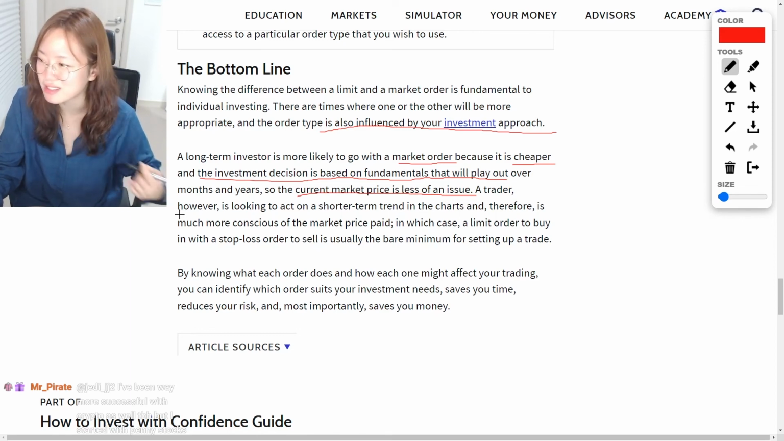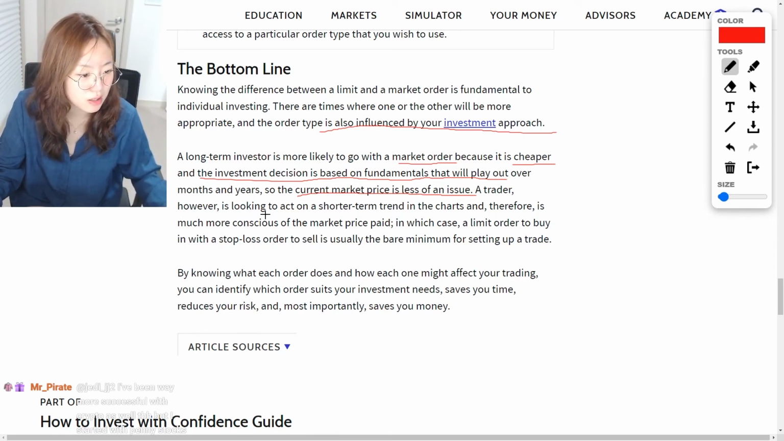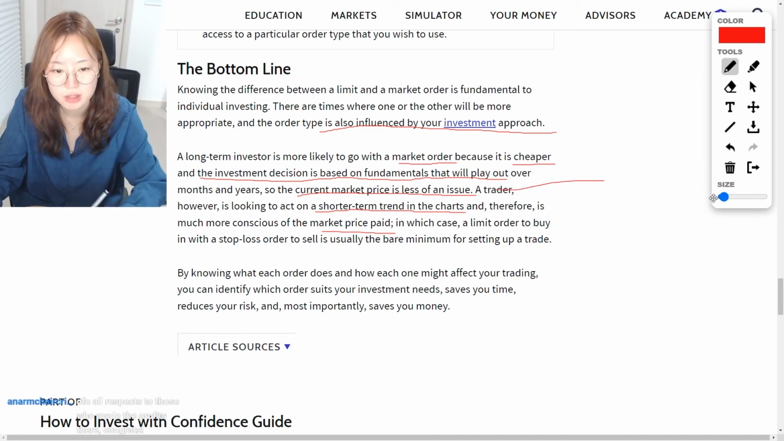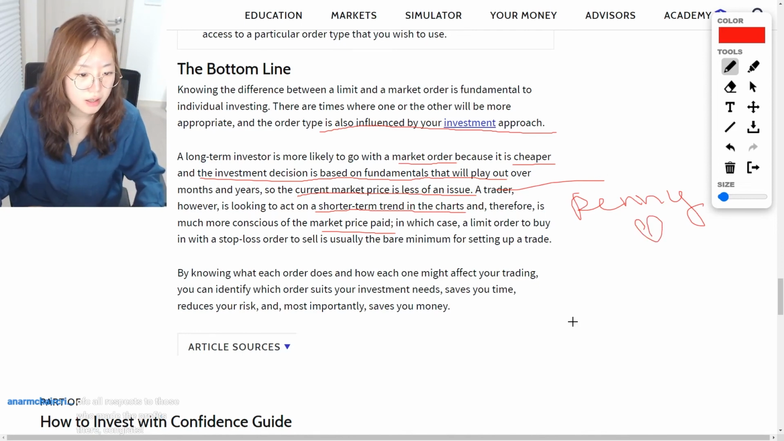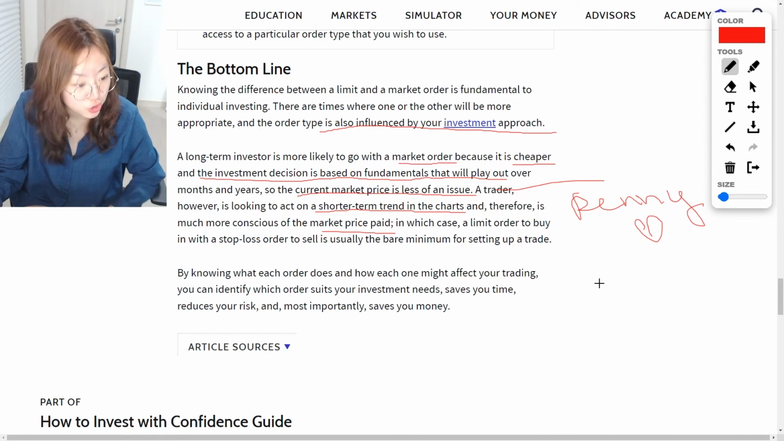A trader, so I'm a long-term investor, that's my title, guys, however, is looking to act on a short-term trend in the charts and therefore is much more conscious about the market price paid. So this is like, trader is like penny stock, right? In which case, a limit order to buy in with a stop loss order to sell is usually the bare minimum for setting up a trade.